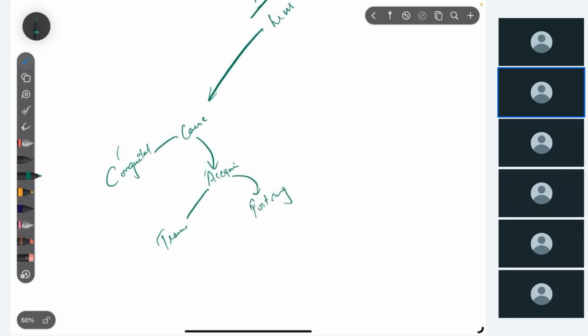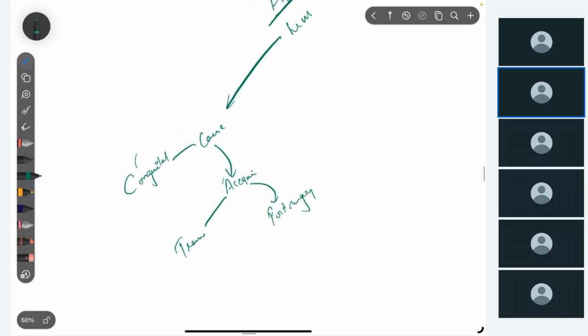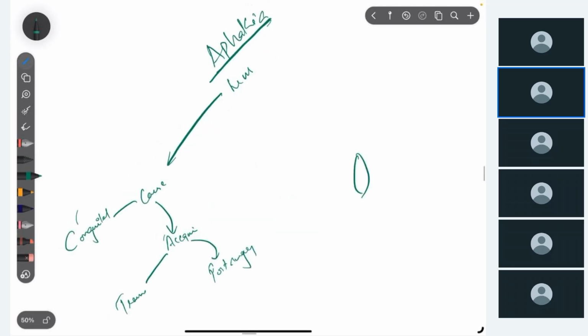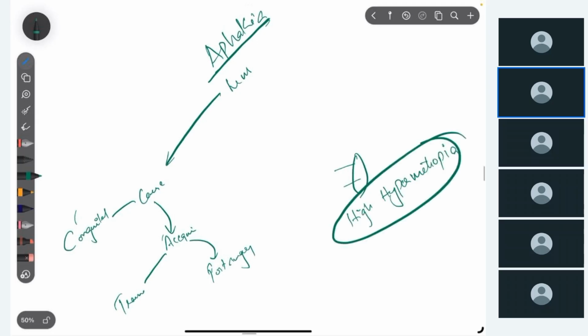Now, what is the problem if the person has aphakia? Aphakia means the lens is absent, so the refractive medium is absent. So this person will have high hypermetropia. That is the problem of not having a lens. So now, what are the clinical features? Clinical features are high hypermetropia, blurring of vision, all those are there.